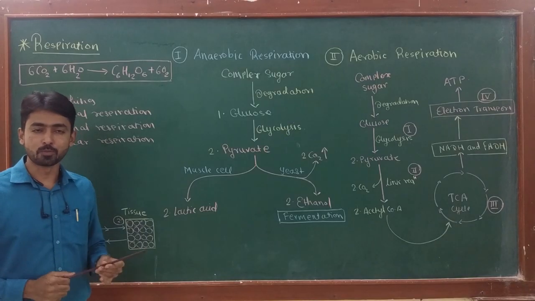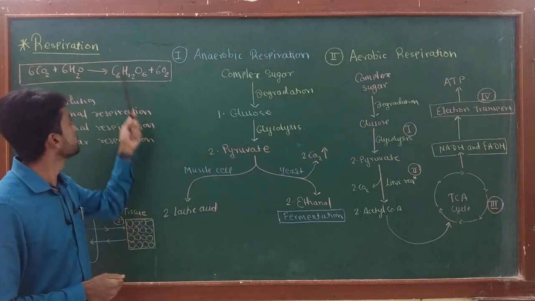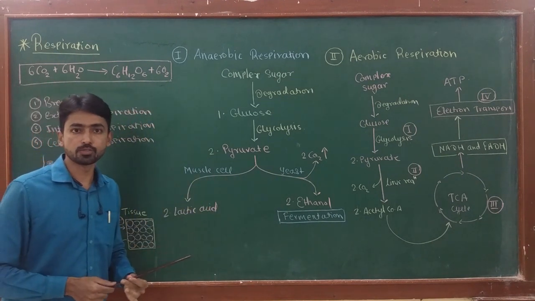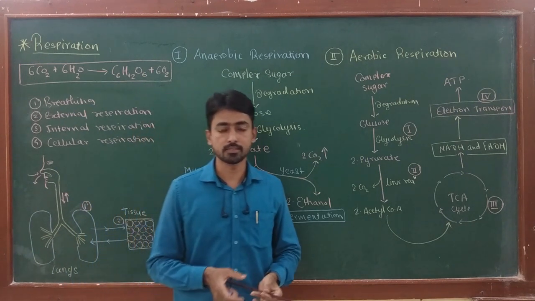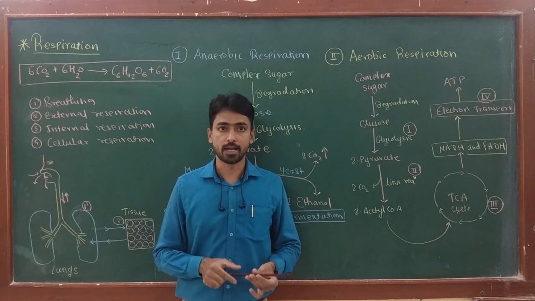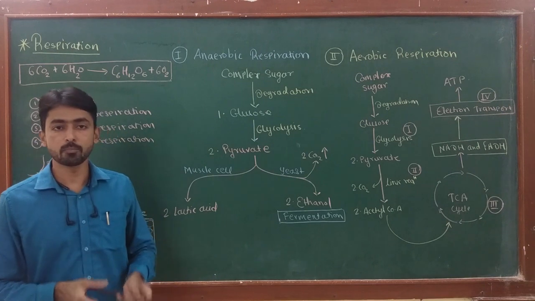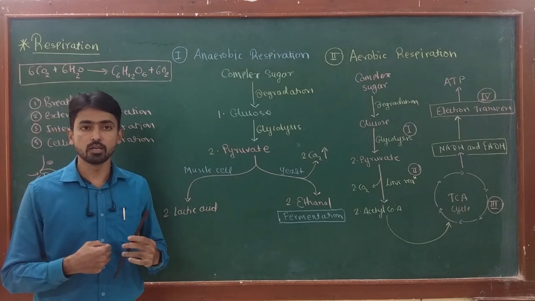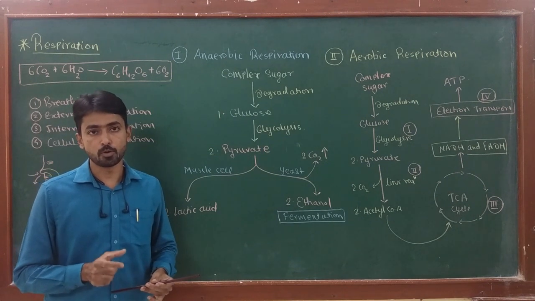Hello friends, from today I'm starting a new video series on the topic of respiration. In my previous video series I discussed in detail photosynthesis, which is the process responsible for production of all types of organic food on planet Earth. The food produced by photosynthesis in the green plant is used by animals in the respiration process for production of energy in the form of ATP.